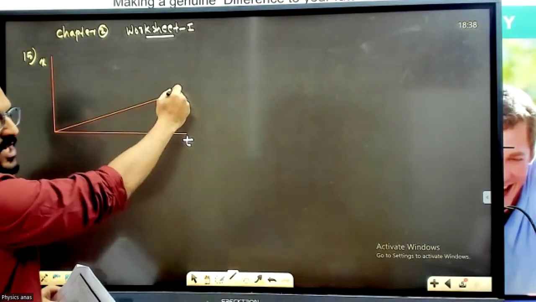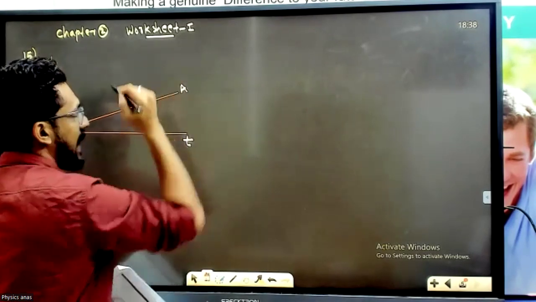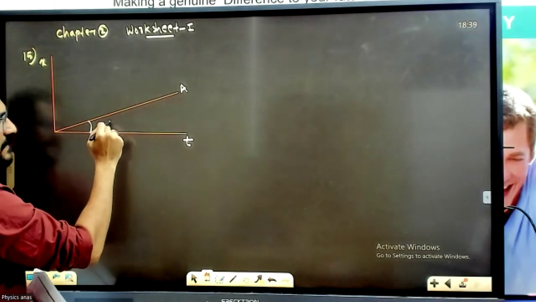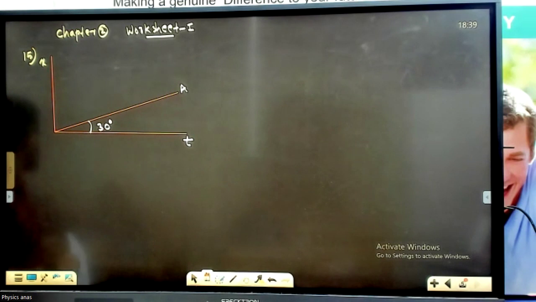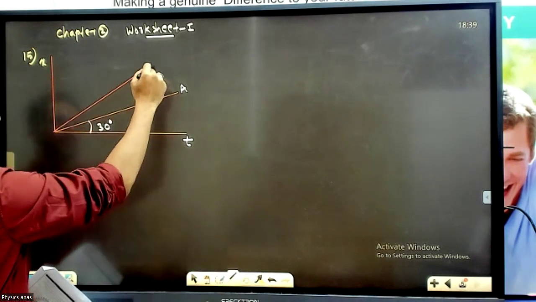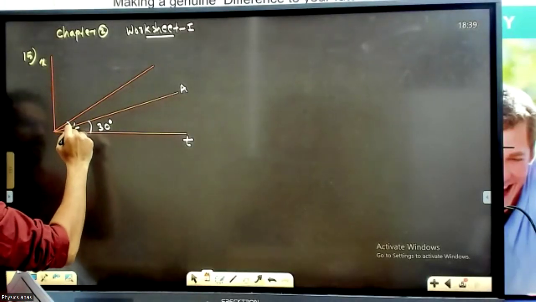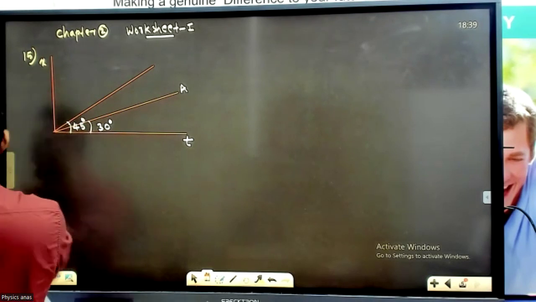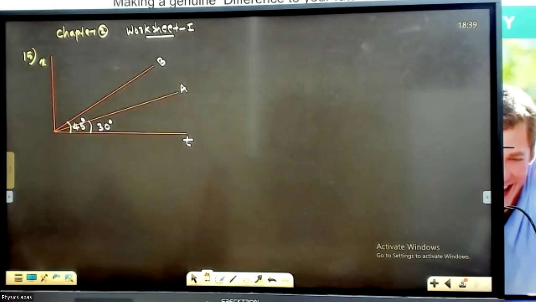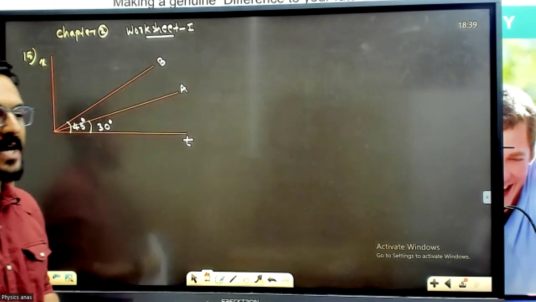Can you understand the question? A is making 30 degree with the time axis. This is A, and this is the time axis. And B is making 45 degree with the time axis. A is making 30 degree with the time axis, and B is making 45 degree with the time axis.